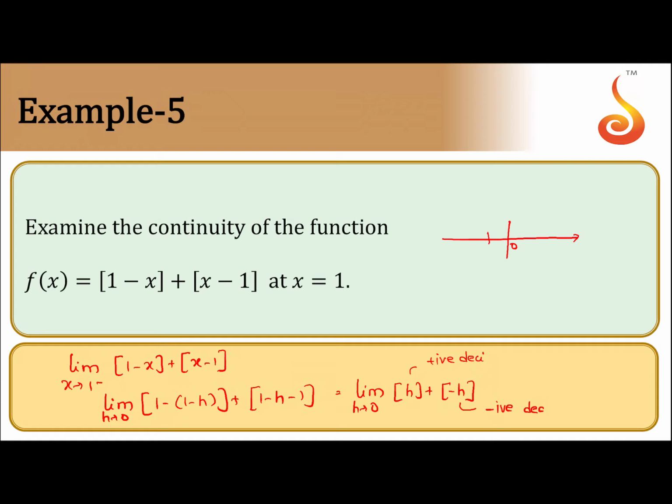So what we get? Greatest integer of positive decimal will give you 0. This will give 0 minus 1. Finally minus 1. I'll explain you. Greatest integer of minus 0.0001 will give you how much? Minus 1. Greatest integer of 0.0001 will give you 0. So we got left hand limit is equal to minus 1.